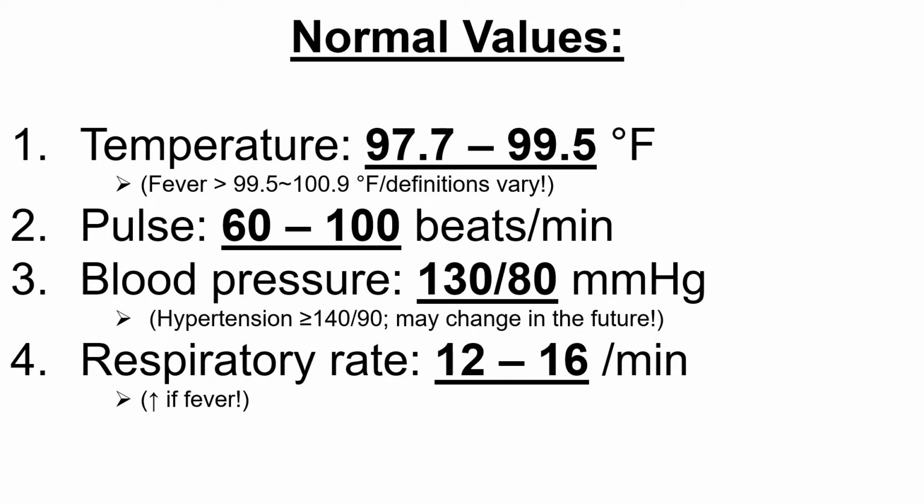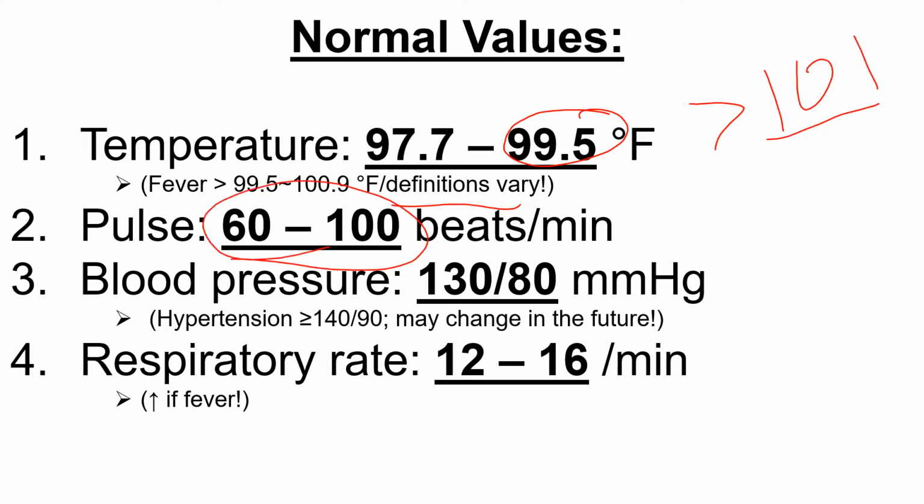Hey guys, a quick review of what we did today for week one. Do know that a temperature above 99.5, and definitely, because definitions vary, more than 101 degrees Fahrenheit is fever. Do know that normal pulse is between 60 and 100 beats per minute.